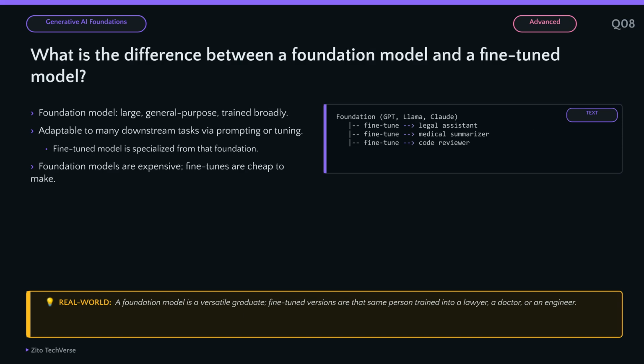Question 8. What distinguishes a foundation model from a fine-tuned one? A foundation model is a large, general-purpose system trained broadly. A fine-tuned model is a specialized version derived from that foundation for specific domain-driven tasks.